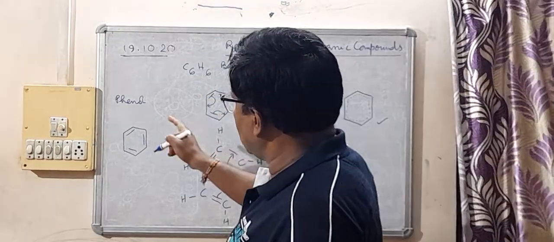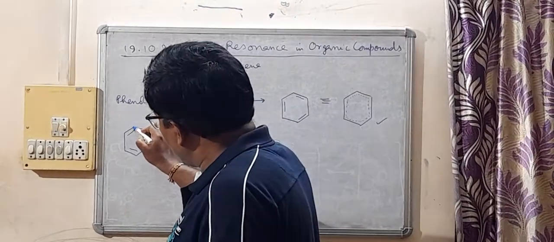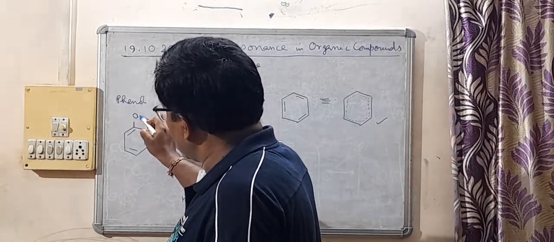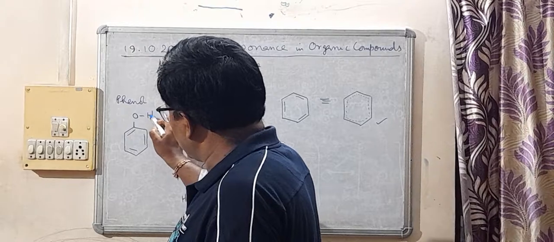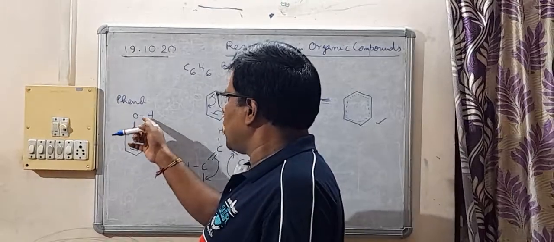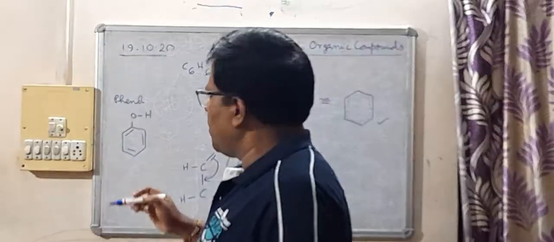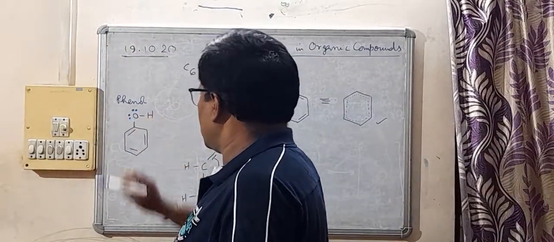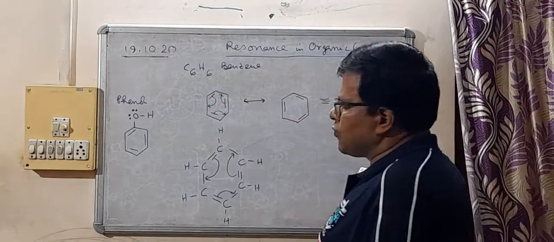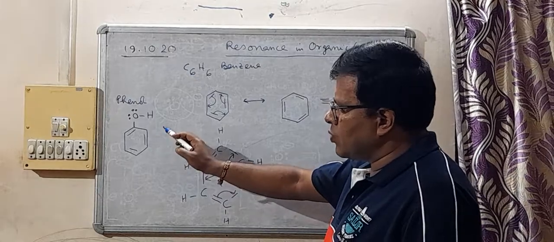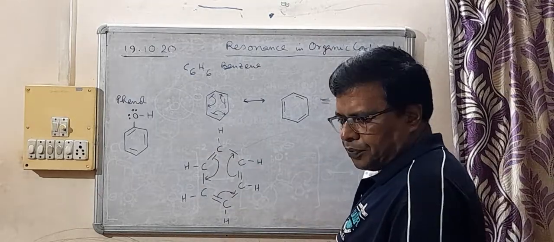So in phenol, what happens? One of the H here is replaced by an OH group. If one H is replaced by OH, then it becomes phenol. And oxygen has a lone pair. So this is phenol, and now we are going to draw the resonating structures of phenol.